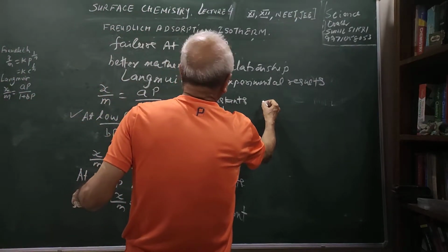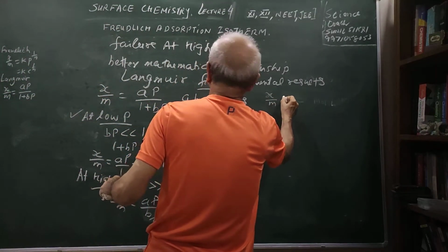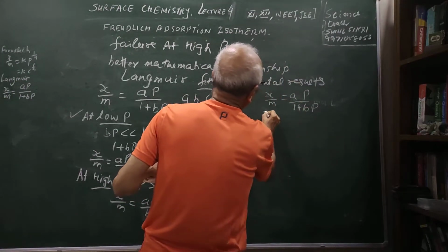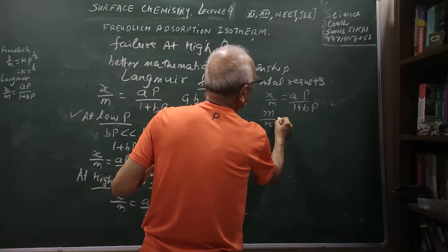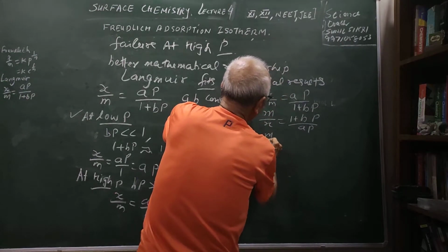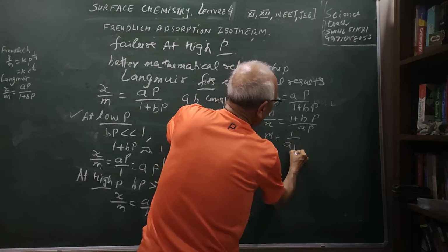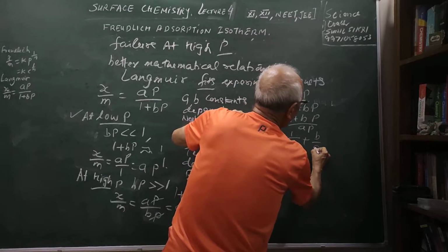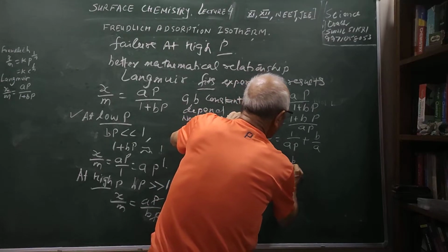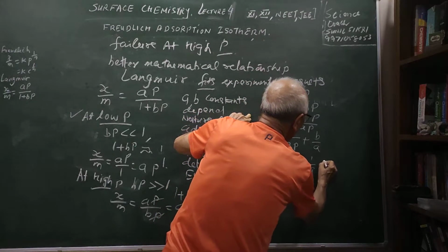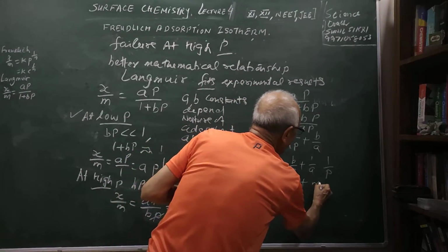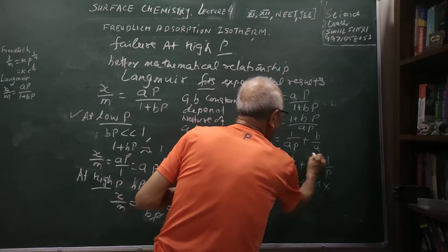Another interesting thing is that if I have x by m is equal to AP divided by 1 plus BP, and I take the reciprocal, this will become 1 plus BP divided by AP. So the reciprocal m by x is equal to 1 by AP plus B by A, or in other words, I may write it like this: m by x is equal to B by A plus 1 by A times 1 by P. This is y, this is my c, this is mx. This is the equation of a straight line, students.